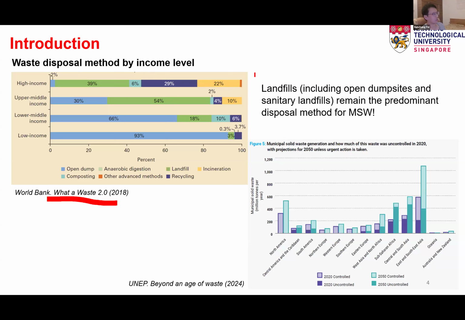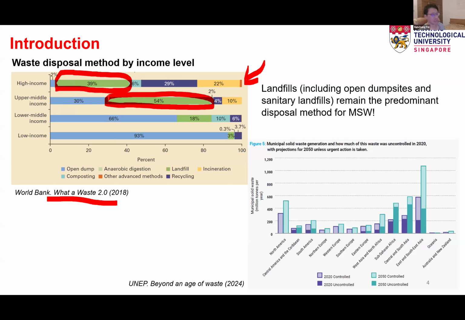But if we look at the top left figure first, the US obviously is a high income country, and almost half of the waste is sent to landfills, which is this green color here. Even for the upper middle income countries, which I believe include South America, and also China, which is recently recognized as an upper middle income country.